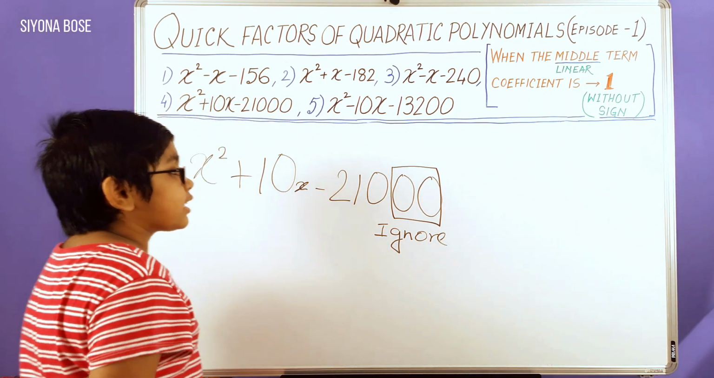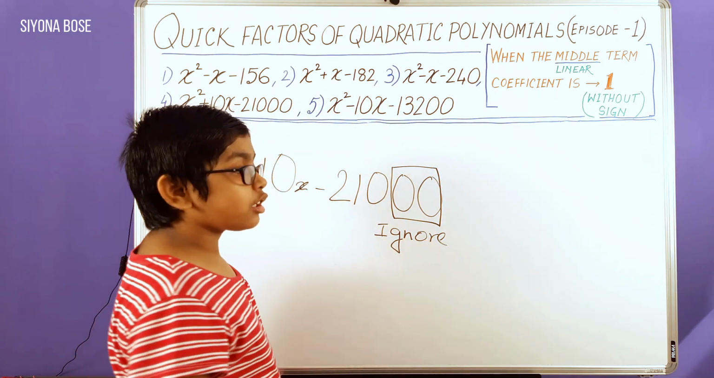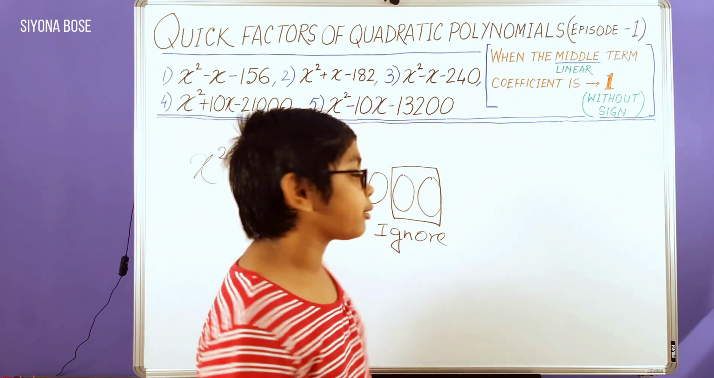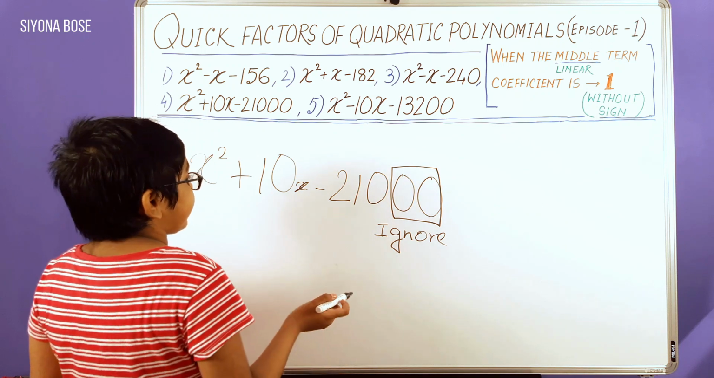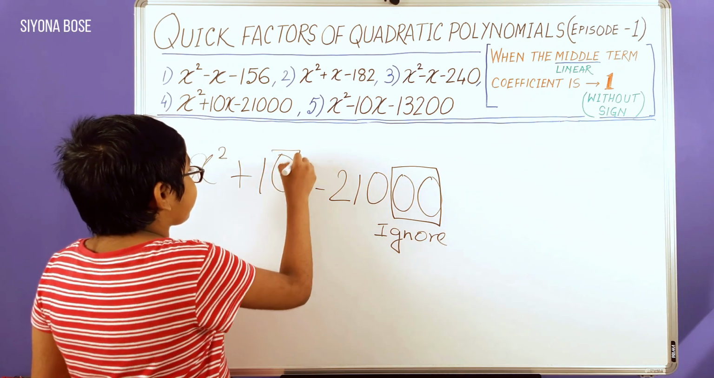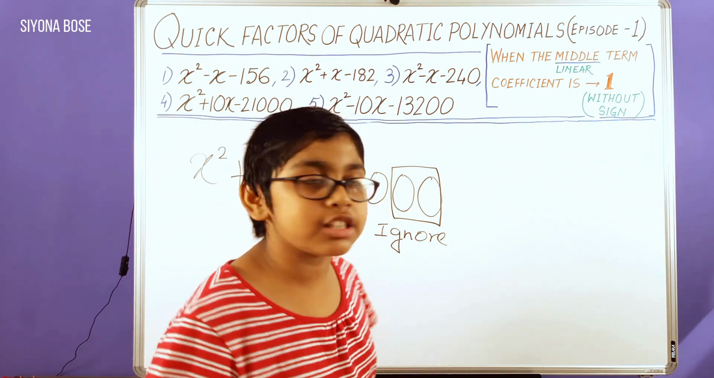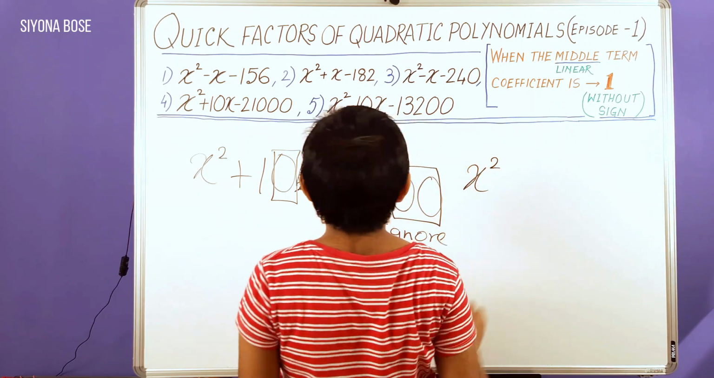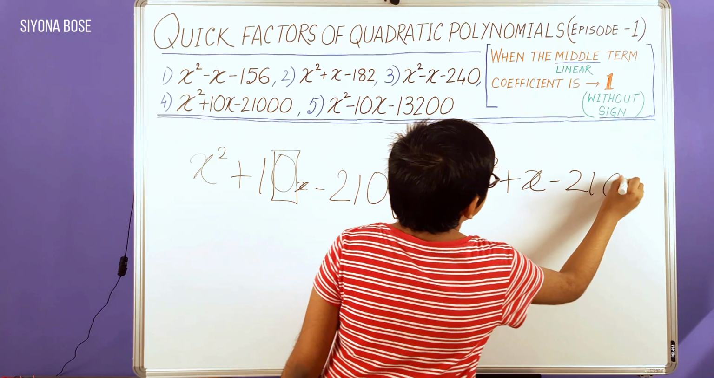And the rule is, the number of zeros you remove from the constant term, half that number should be removed from the coefficient of the linear or middle term. So we have excluded 2 zeros, and half of 2 is 1. So we exclude 1 zero from the 10, which is the coefficient of the linear or middle term. So now we have reduced this polynomial to x squared plus x minus 210.